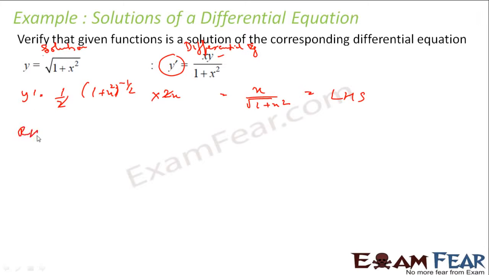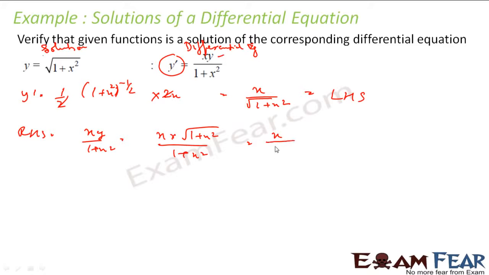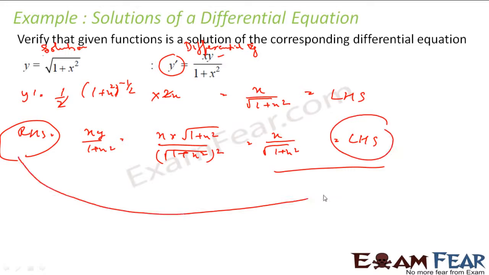Let's find the RHS. xy by 1 plus x square. This guy is nothing but x, y is nothing but root 1 plus x square, by 1 plus x square. If you cut this, this becomes x by root 1 plus x square. Why? Because this guy is nothing but root 1 plus x square to the power 2. And this guy, if you see, is nothing but my LHS. Thus I have proved that RHS is equal to LHS. If RHS is equal to LHS, that means this particular function is a solution for this equation.